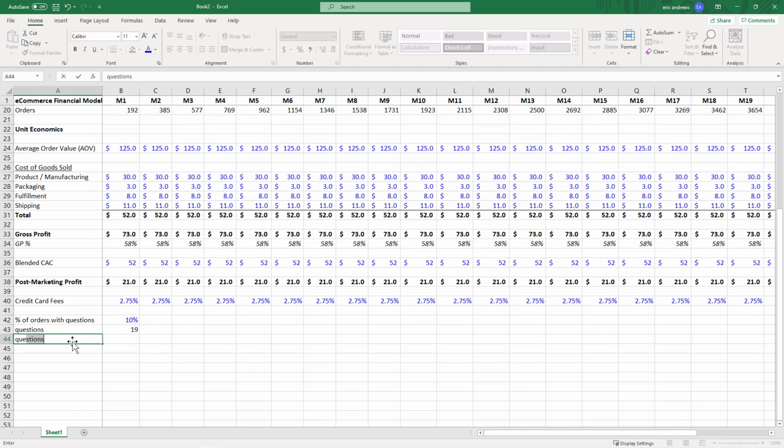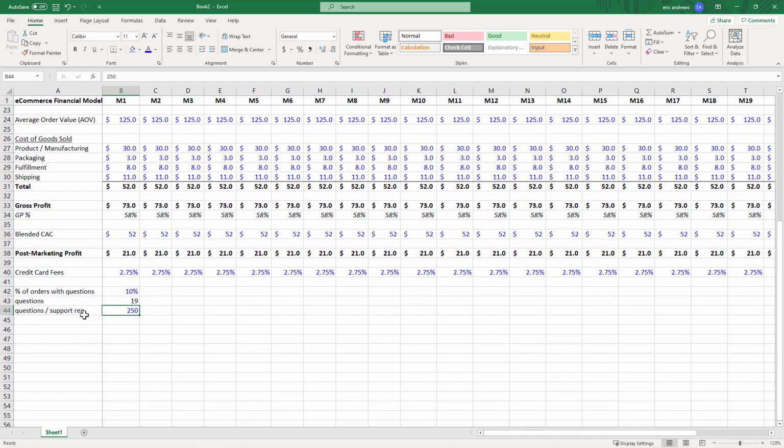And say, let's say, how many questions per support rep, how many questions can one support rep handle in a month? Let's say 250. Maybe this rep is doing various things at the same time, and they can only handle 250 questions a month. And so the support reps is round, but I'm going to say round up. Because if I take the 19 questions and divide it by questions per rep, if it's a round function, it'll round down to zero.